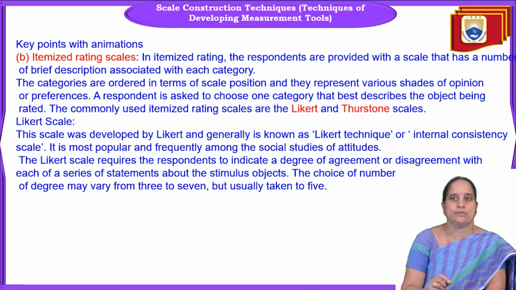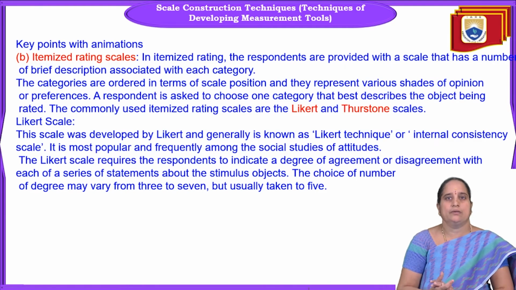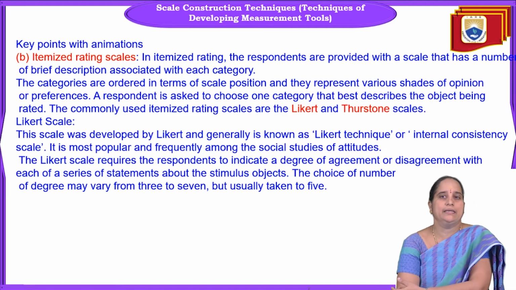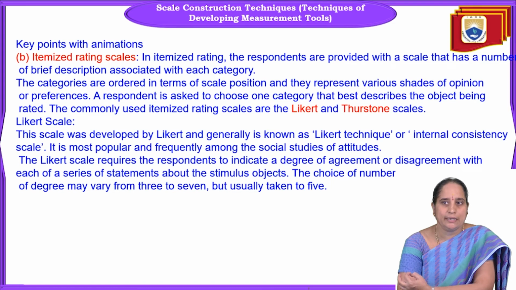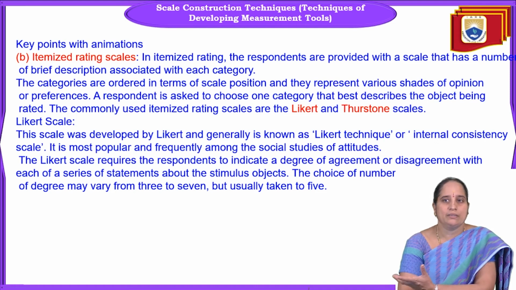Based on that, we categorize and we describe each and every category that describes the object. So the commonly used itemized rating scales are the Likert scale and the Thurstone scale. The Likert scale was developed by Likert and is generally known as the Likert technique or internal consistency scale. It is one of the most popular and most widely used scales among social science surveys, which are used to measure the attitudes toward various objects.